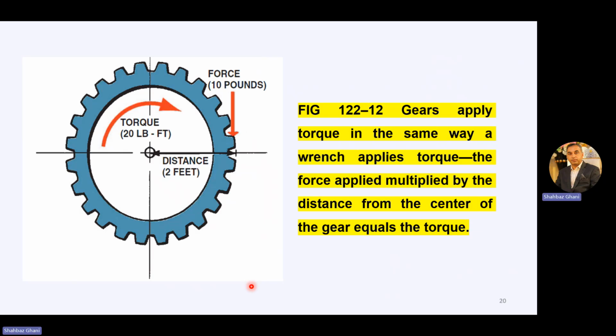Now, the torque factor. A gear applies torque in the same way a wrench applies torque. The force applied multiplied by the distance from the center of the gear equals the torque. Let's suppose we are applying a 10-pound force at this very point, and the distance from this point to the center is 2 feet. So the torque will be 20 pound-feet.